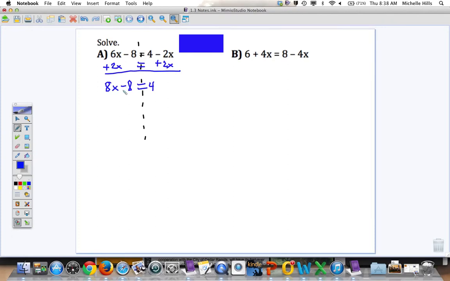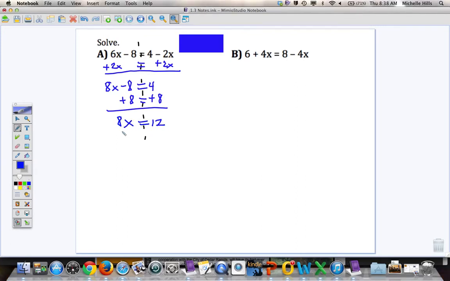Then I want to get rid of this constant on the left side of the equation, so to eliminate a minus 8, I would add 8. And what I do to the left side of the equation, I also do to the right. So I have 8x equals 12. And last but not least, since this is 8 times x, I'm going to undo that multiplication by dividing by 8, which is going to give me 1x, and I just don't write the 1 coefficient, equals 1.5. Because that's an exact decimal that I didn't have to round, I'm allowed to give that answer as a decimal.